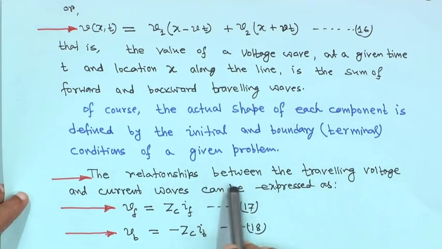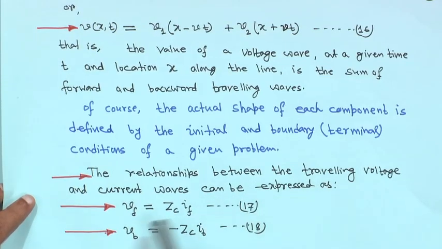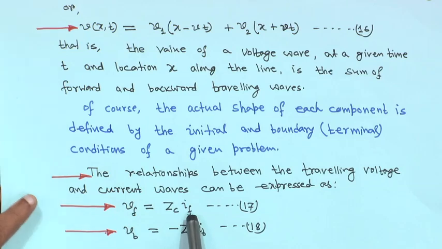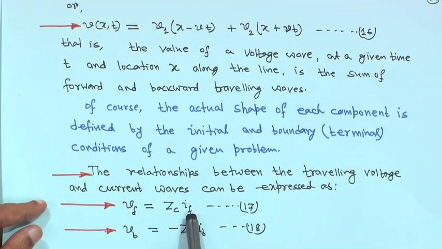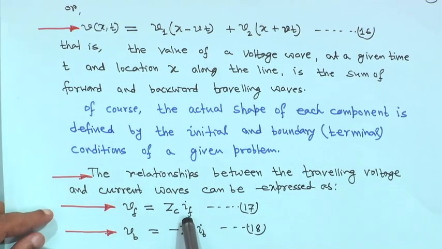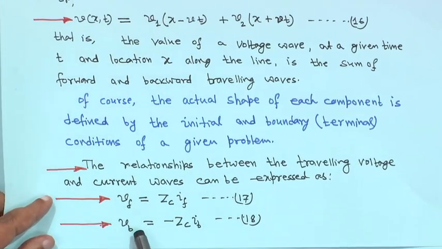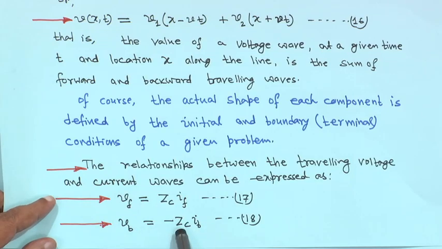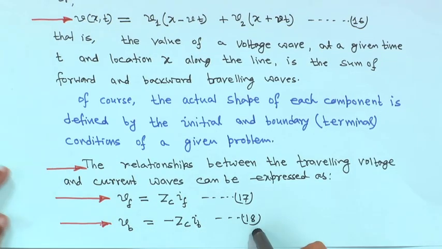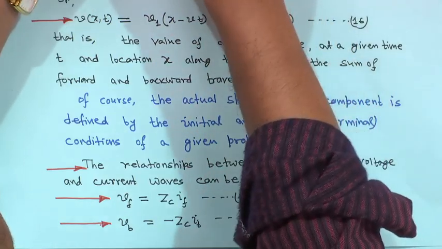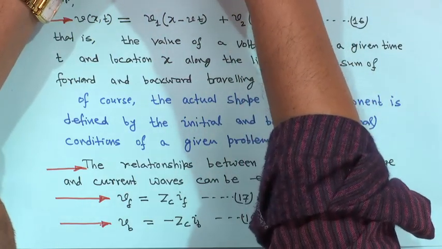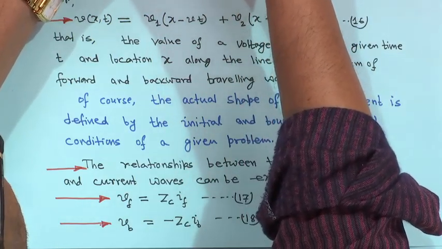For example, the relationship between the travelling voltage and current waves can be expressed as follows. For the forward wave, V f can be written as Z c into I f, where Z c is the characteristic or surge impedance. And V b, the backward one, should be minus Z c into I b, because it is reflected back. This is equation 18, where Z c is the surge or characteristic impedance of the line.